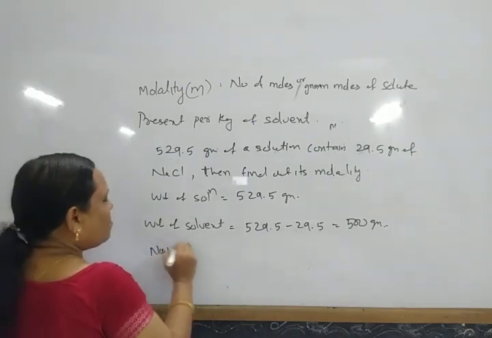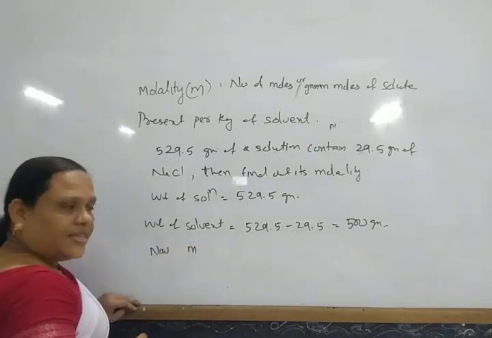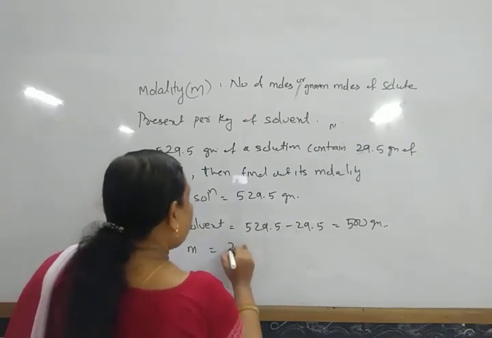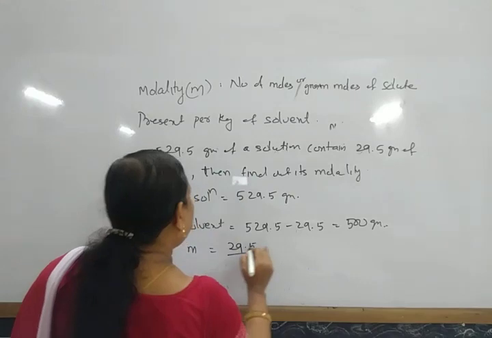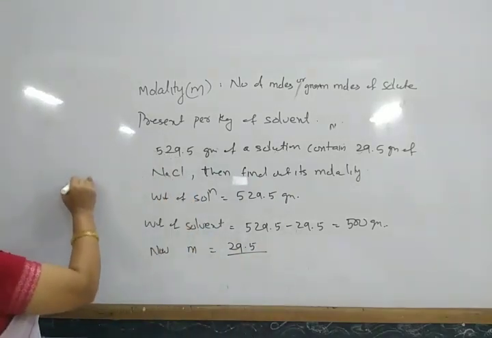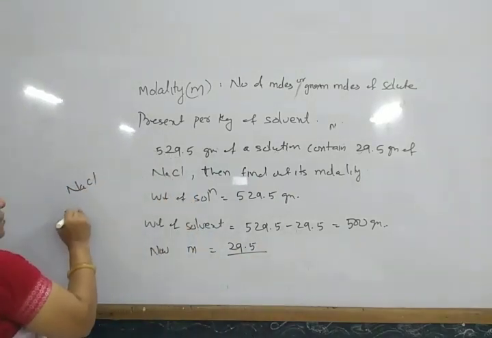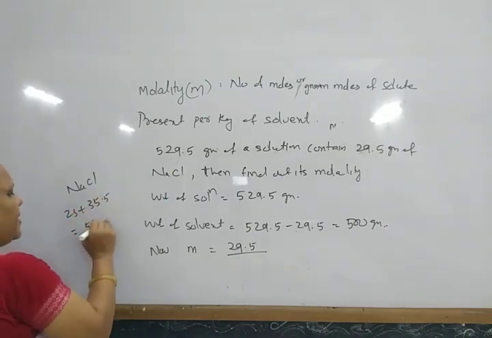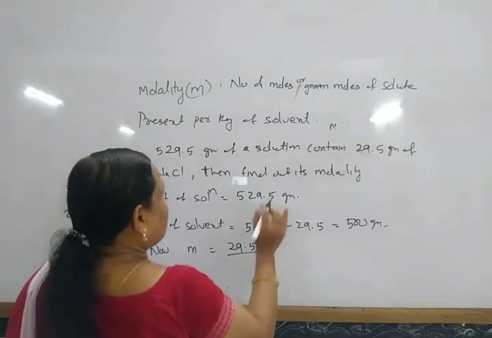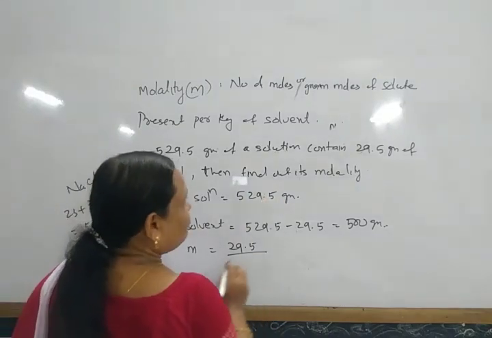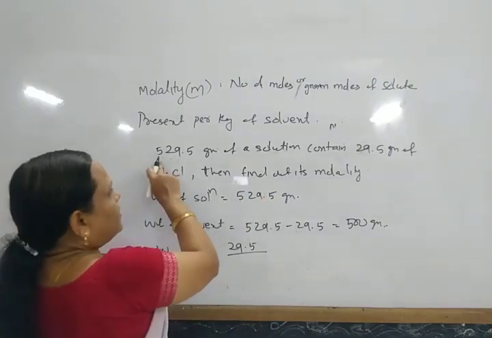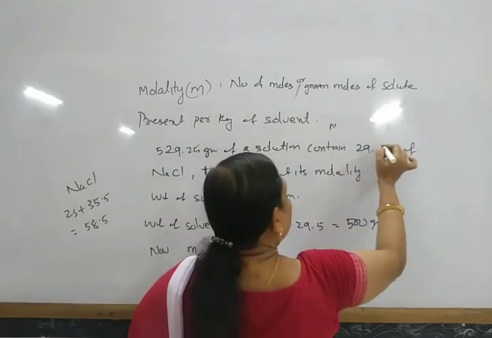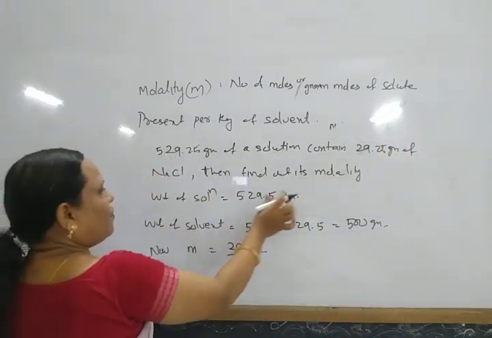Now molality equals weight given, 29.5 by molecular mass of sodium chloride NaCl, that is 23 plus 35.5, 58.5. Suppose, to make it easier, I am writing 29.25 as given.